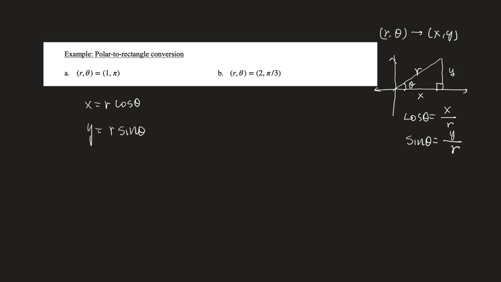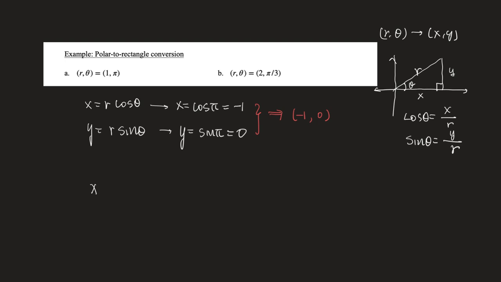So let's start with this one. Here r is 1, and x is 1 times cosine pi. Cosine pi is -1. For y, r is 1, sine pi is 0. So converting from the polar coordinate to the rectangular coordinate gives -1 and 0. Does it make sense? Let's go to the second one.